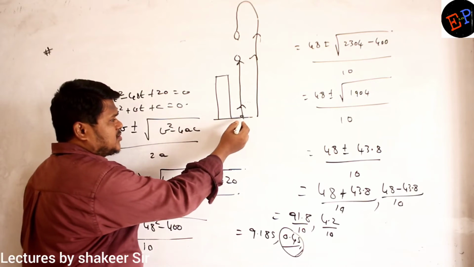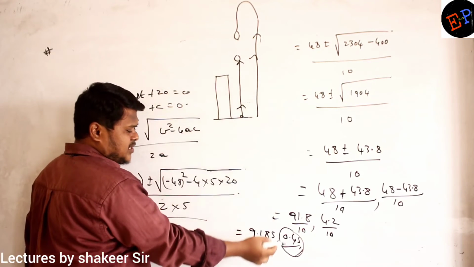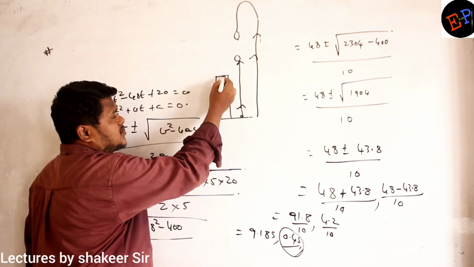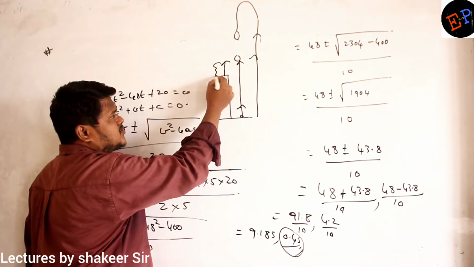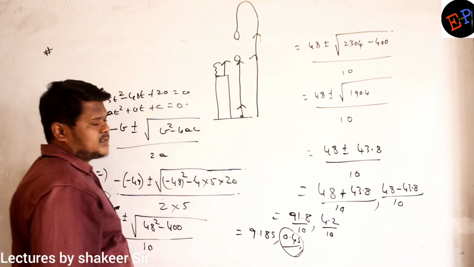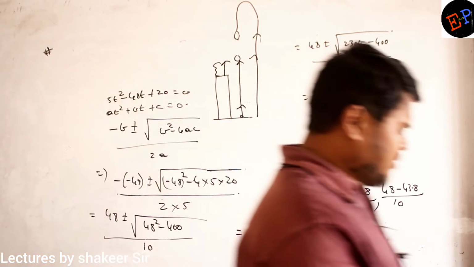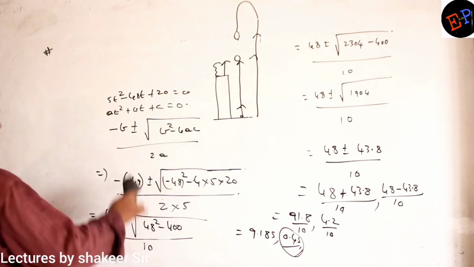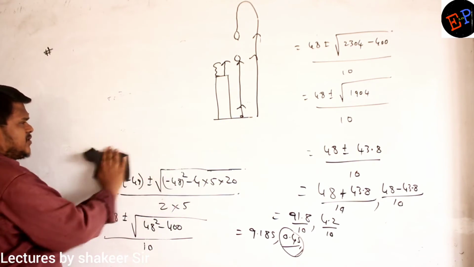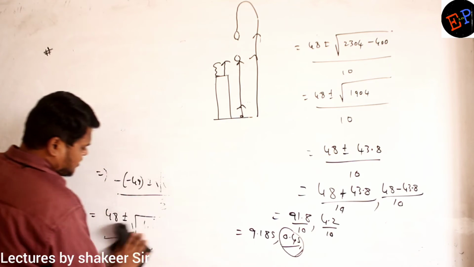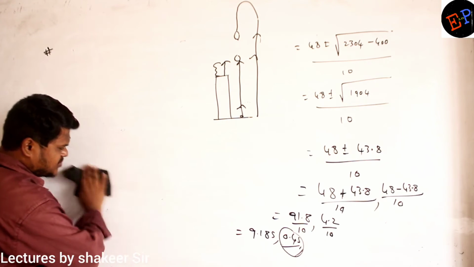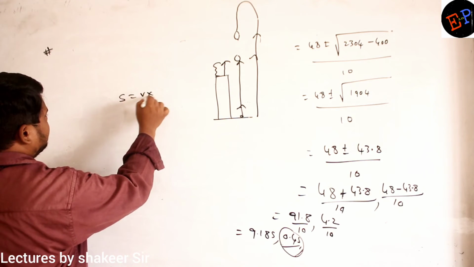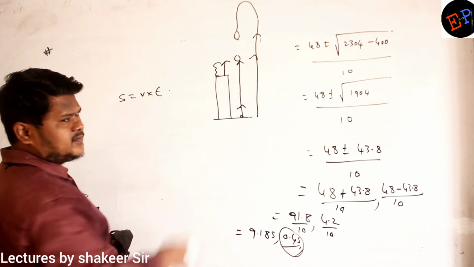By the time the stone goes and reaches this balloon, what is the time which has passed? 0.4 seconds. By this time, this balloon should have moved up to this much distance, no? And how can I calculate this distance? The balloon is moving with what kind of velocity? Uniform velocity or non-uniform velocity? Uniform motion, no? The balloon is traveling with the same velocity. If it is uniform motion, which equation do I have to use? S equals displacement is equal to velocity into time, because the balloon is moving with the same velocity.